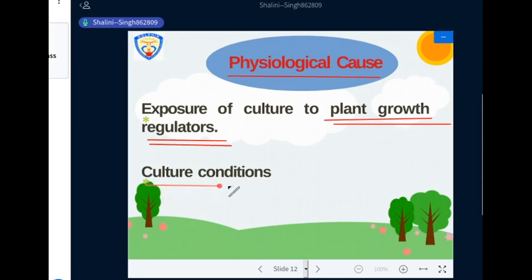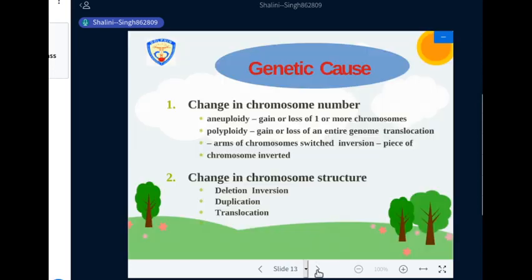And the second reason may be culture condition, as we are growing these plants at controlled conditions of temperature, humidity, and photoperiod. So if there are variations in such culture conditions, there may be somaclonal variant generation in the culture. The next reason may be genetic causes, either by change in chromosome number. If chromosome number is changed, it may lead to aneuploidy or polyploidy. And there may be change in chromosome structure, which leads to deletion, duplication, inversion, or translocation in the chromosome.